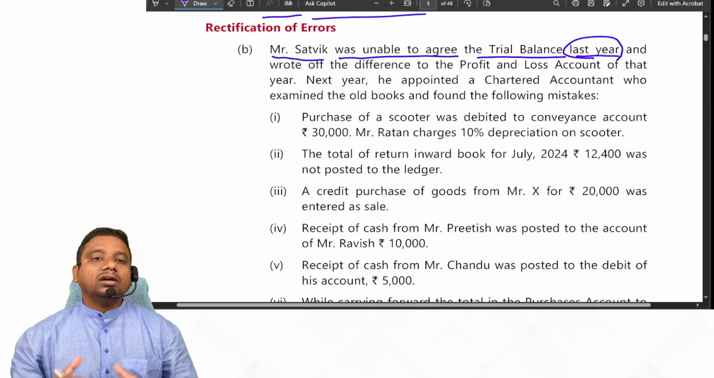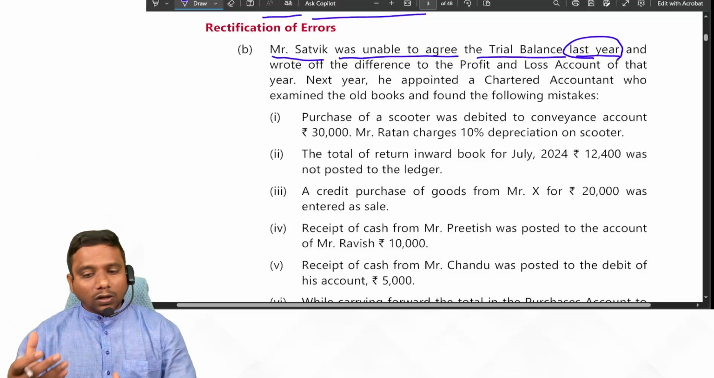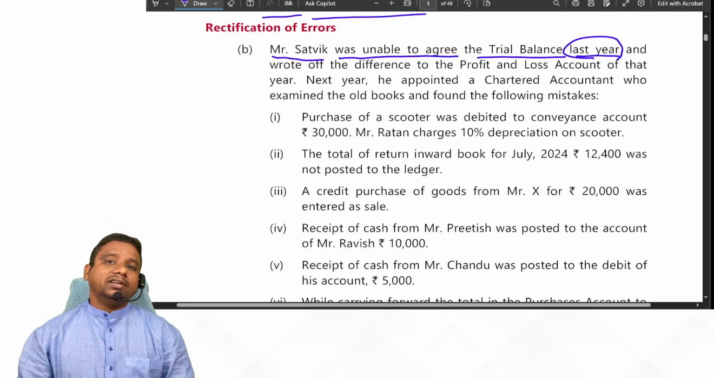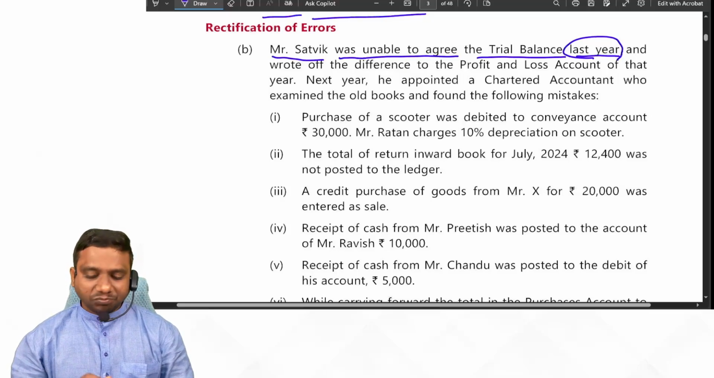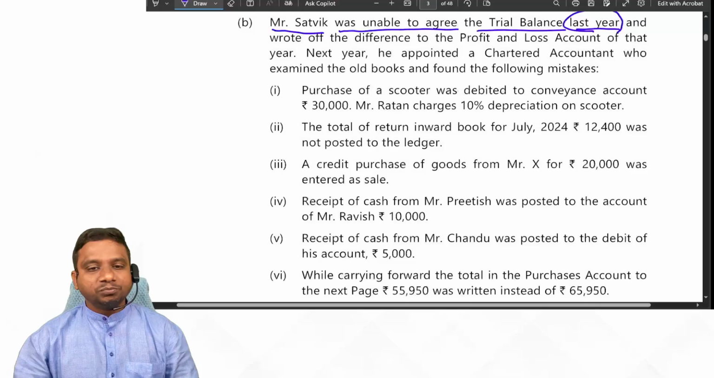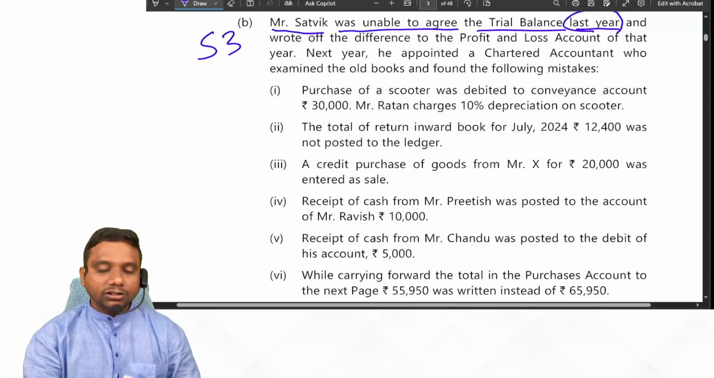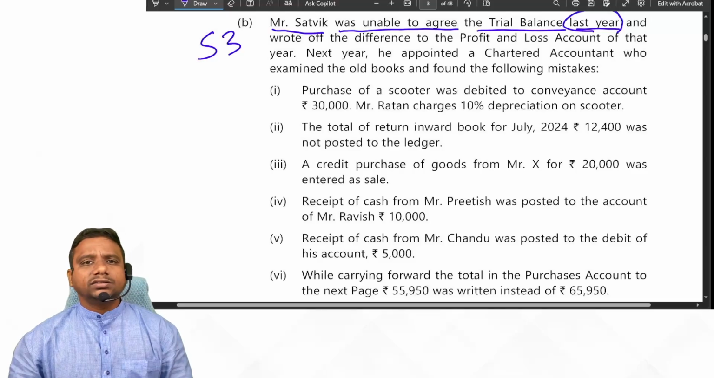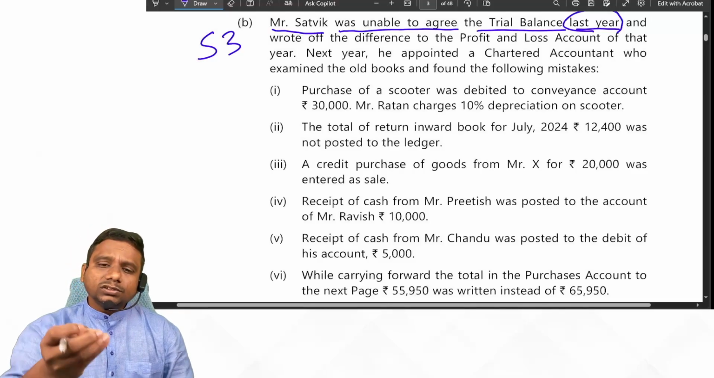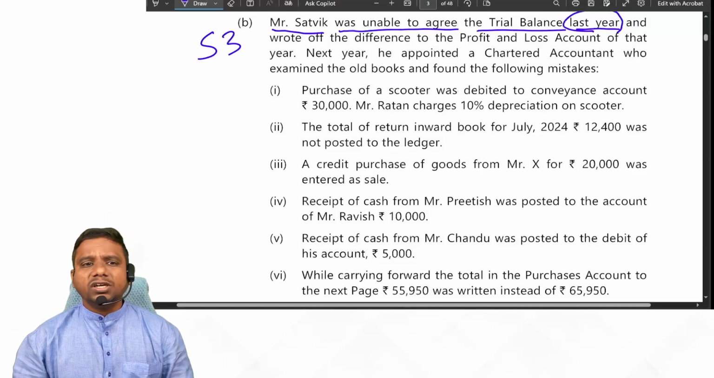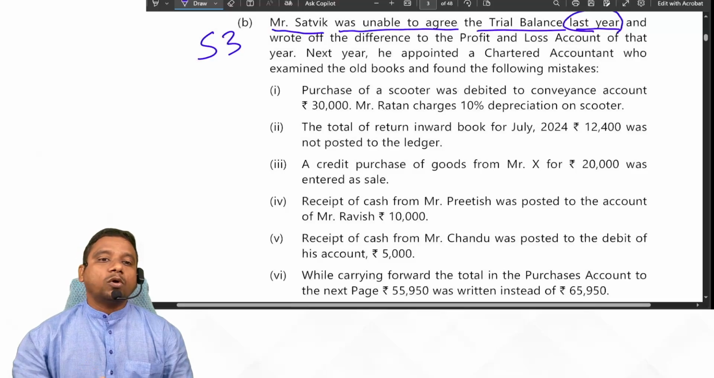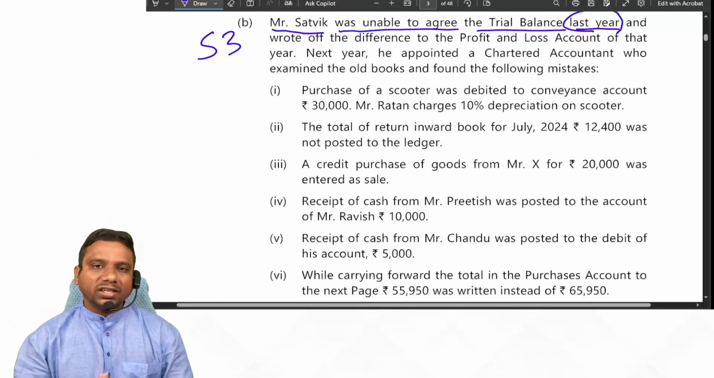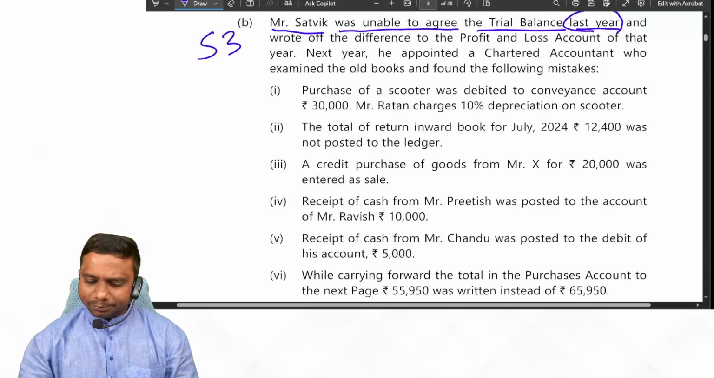That means we have located and are rectifying the errors in the next financial year. Yes or no, students? So this is under stage 3. When you are rectifying errors in stage 3, in the place of nominal accounts we use the profit and loss suspense account. Yes or no, students? So this is the care you have to take.